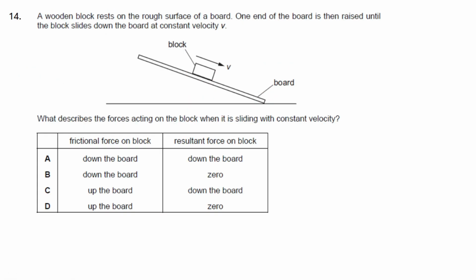Number 14. A wooden block rests on a rough surface of a board. One end of the board is then raised until the block slides down the board at a constant velocity v, as shown in the diagram. What describes the forces acting on the block when it's sliding down with constant velocity? So let's look at what they're asking for. They're looking for the frictional force on the block and the resultant force on the block.